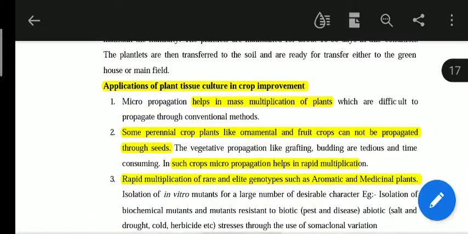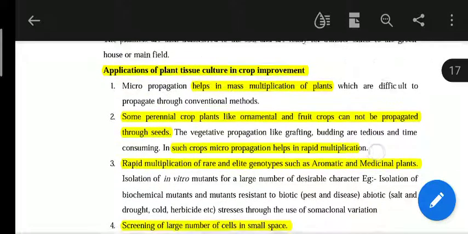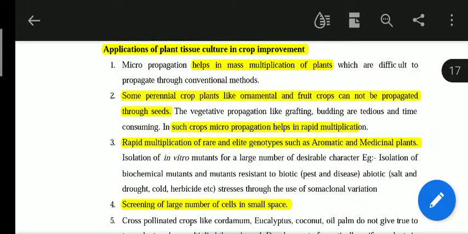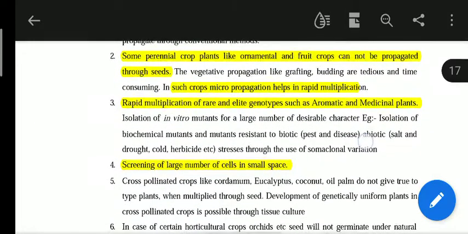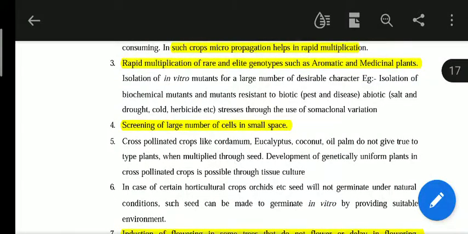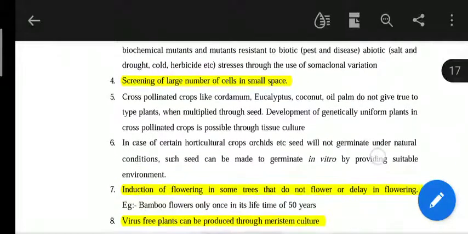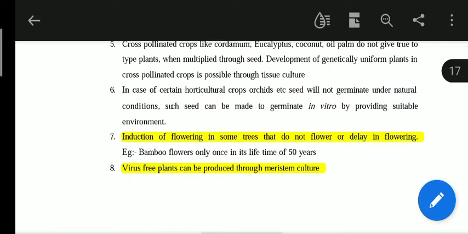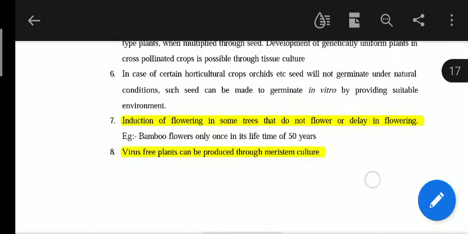Now, applications of plant tissue culture in crop improvement. It helps in mass multiplication of plants, especially perennial crop plants like ornamentals and fruit crops which cannot be propagated through seeds. In such crops micropropagation helps in rapid multiplication, and rapid multiplication of rare and elite genotypes such as aromatic and medicinal plants. The fourth point you can write is screening of a large number of cells in a very small space. The fifth point is induction of flowering in some trees that do not flower or are delayed in flowering.